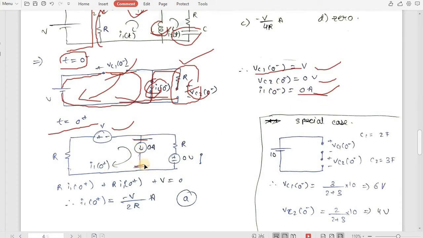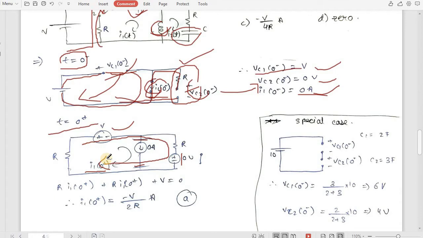Okay, 0 ampere means open circuited, 0 volt means short circuited. Okay, so now here we have Vc2 0 minus which was 0 volt. Okay, so it means it is short circuited. Okay, so if you see this circuit carefully, we have only one current which is flowing from this to this. Okay, and this branch is simply open. Okay, and this branch current is I1 0 plus.